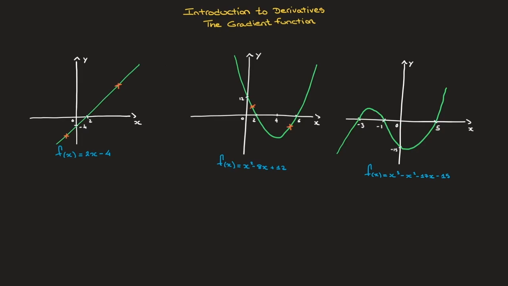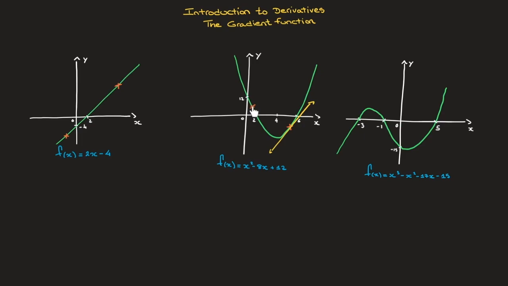The gradient or the slope of a curve at any point along its length is defined as the gradient of the tangent line to the curve at that same point. So for instance, at this point right here, the tangent line would be something like this yellow line I'm drawing here. And so the gradient of the curve at that point would be equal to the gradient of this tangent.